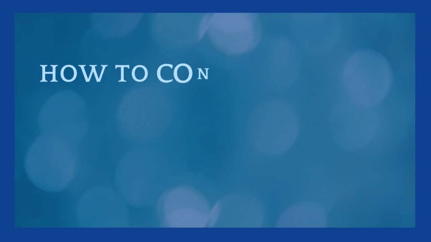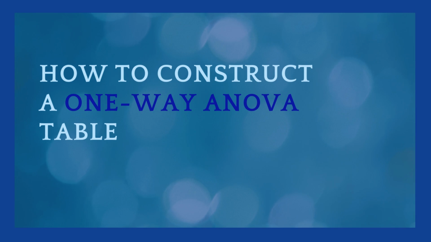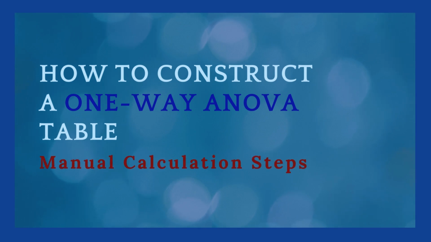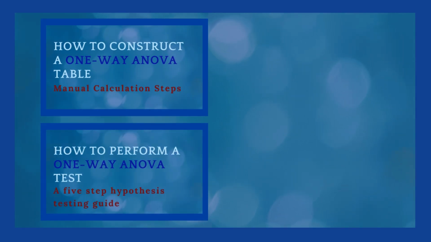In this video, I will guide you through creating a one-way ANOVA table manually, step by step, using the relevant formulas. In this first of a two-part series on one-way ANOVA hypothesis testing, we'll create the ANOVA table manually. Part 2 will focus on the hypothesis test itself, comparing group means at a chosen significance level.